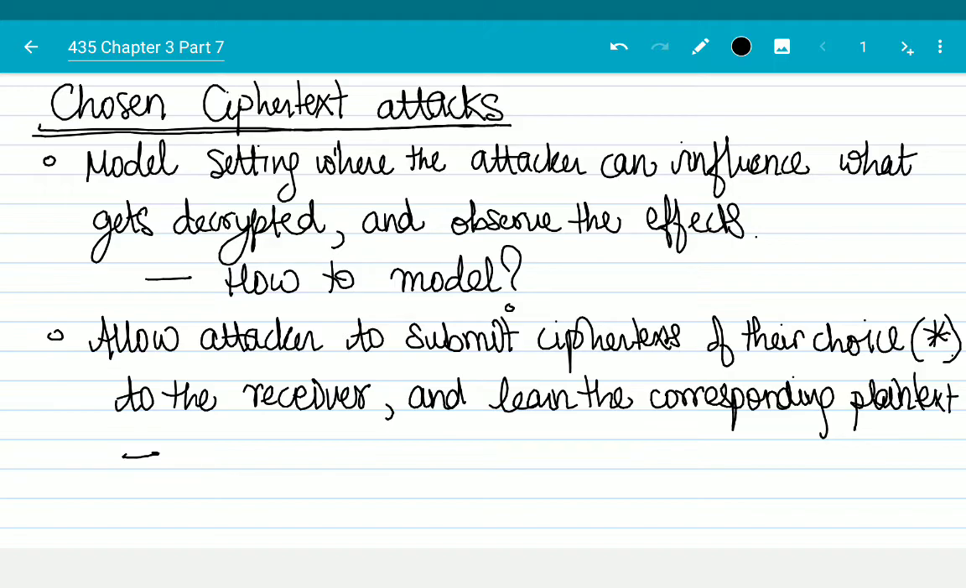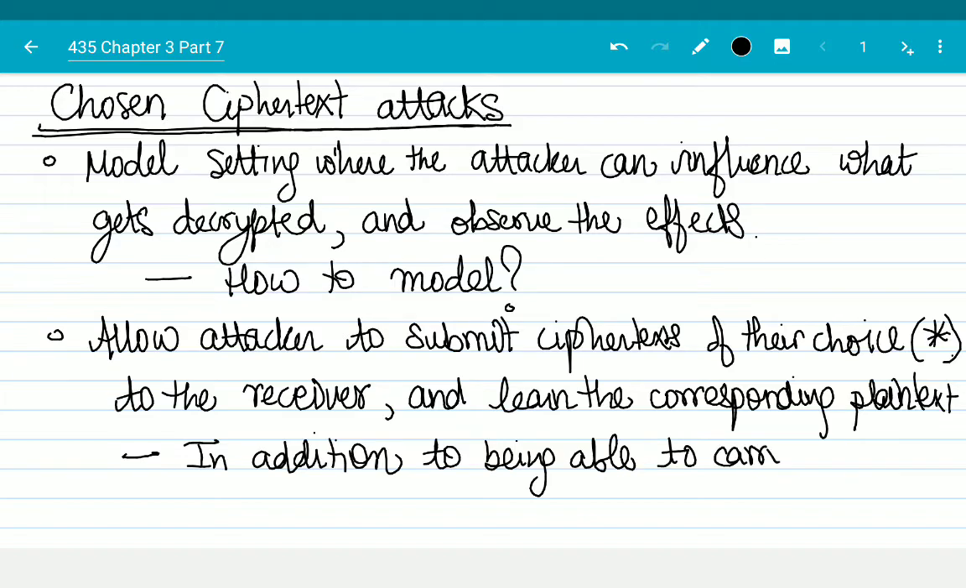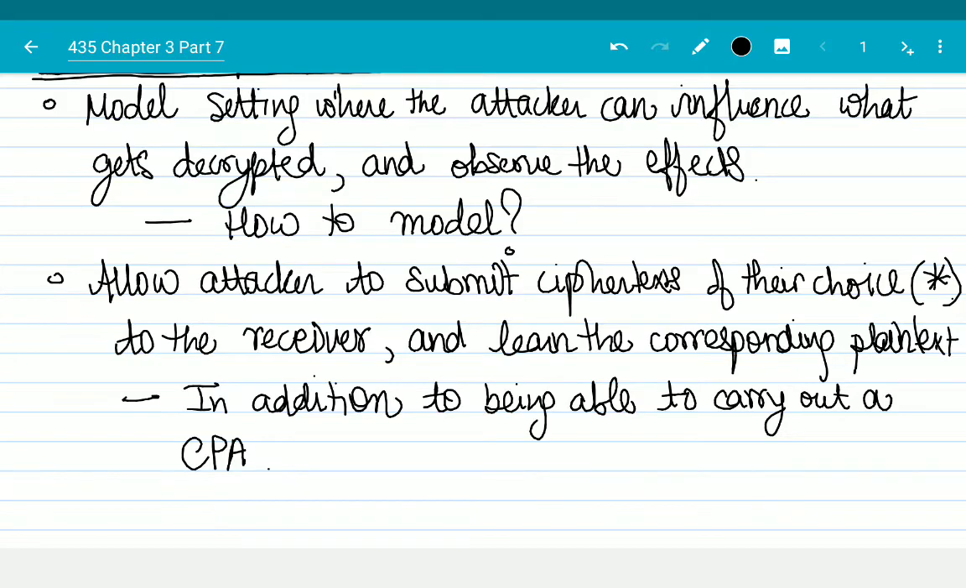However, this has to be strictly better than my CPA. So I'm going to say this should be in addition to being able to carry out a chosen plaintext attack. Okay. What is the one thing that's star?